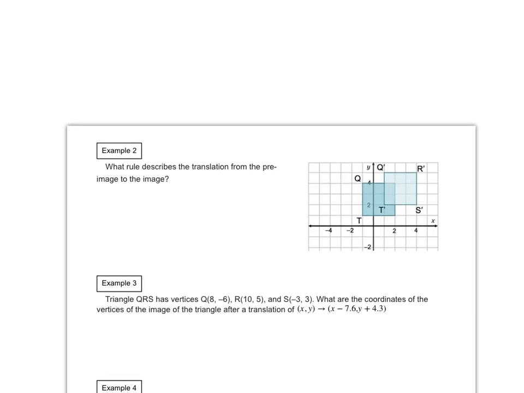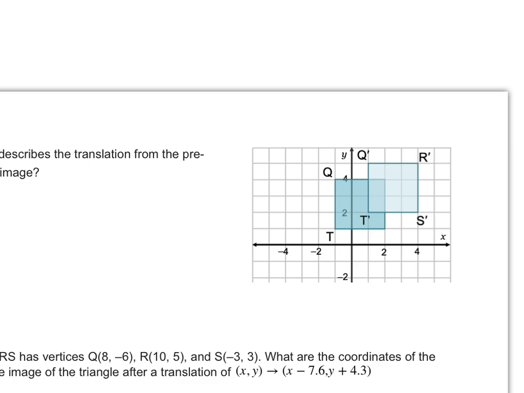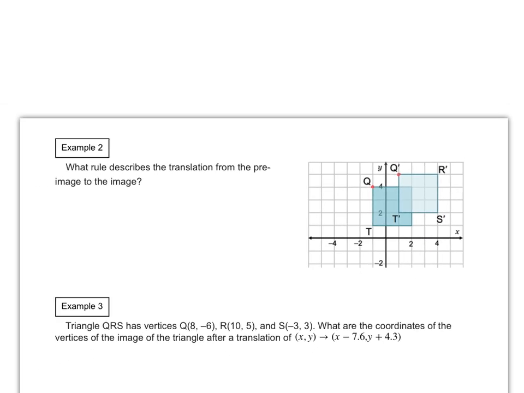Here, what rule describes this translation from pre-image to image? Being able to identify, this is my pre-image, this is my new image. So what happened? Just look at one of these and say, I went from Q, (-1, 4), to Q prime, (1, 5). So what happened? What travel? How far did I go?